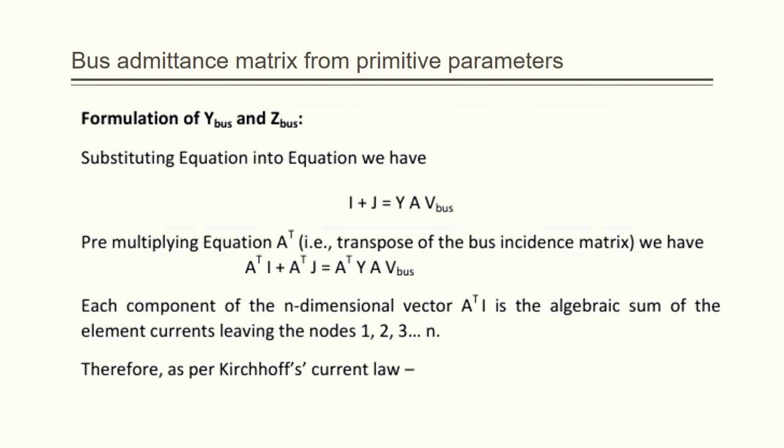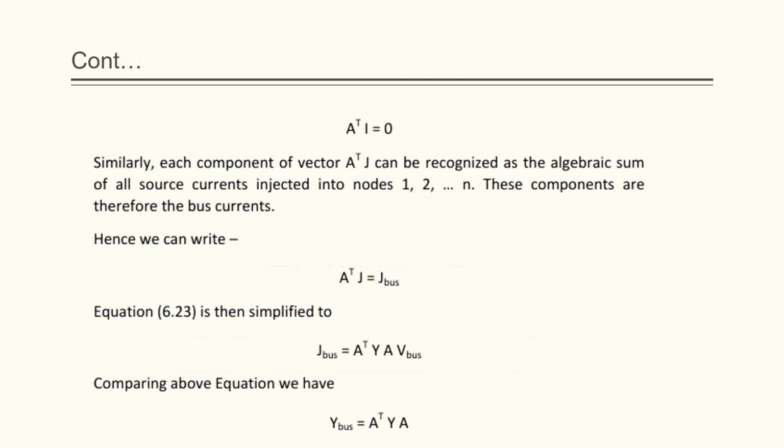Each component of the n-dimensional vector A transpose into I is the algebraic sum of the element currents leaving from nodes 1, 2 and 3 up to n. Therefore, as per Kirchhoff's current law, A transpose into I is equal to 0. So at any junction, the sum of currents is equal to 0.